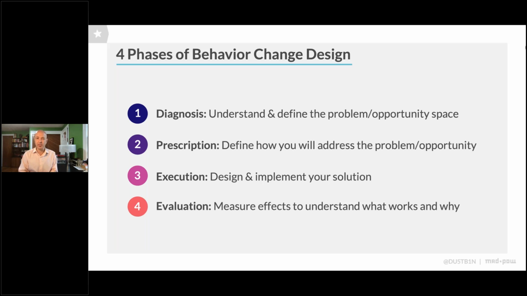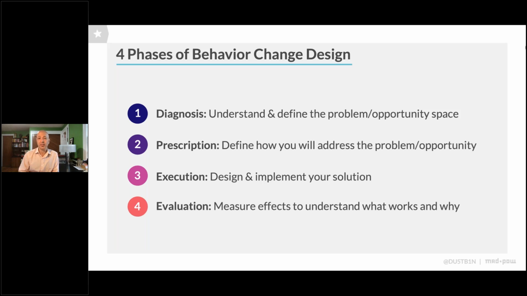Everyone has a design methodology. You've seen all different kinds of shapes and triangles and squares and circles. We think about it in these broad phases. Diagnosing the problem, starting here to understand and define that problem and opportunity space in behavioral terms. Who's our affected population? What other actors influence behavior? What behaviors do we need to target? And what drives, either facilitates or inhibits, those behaviors?